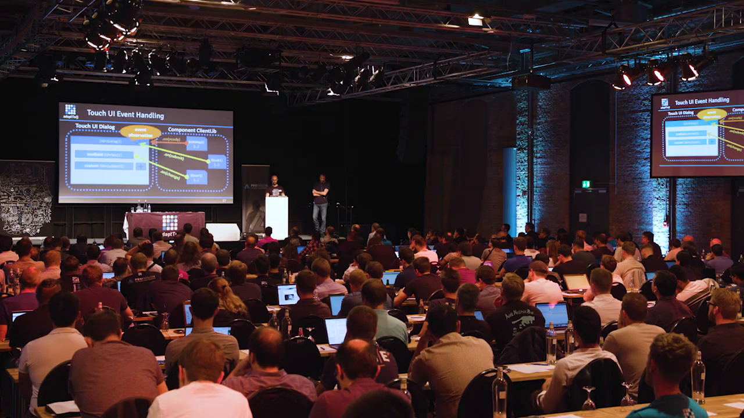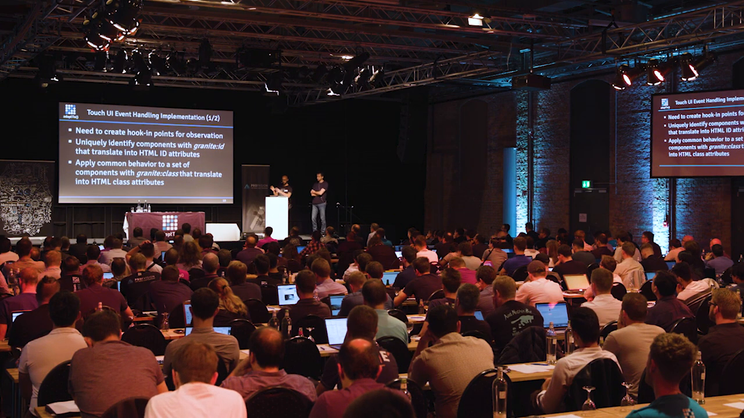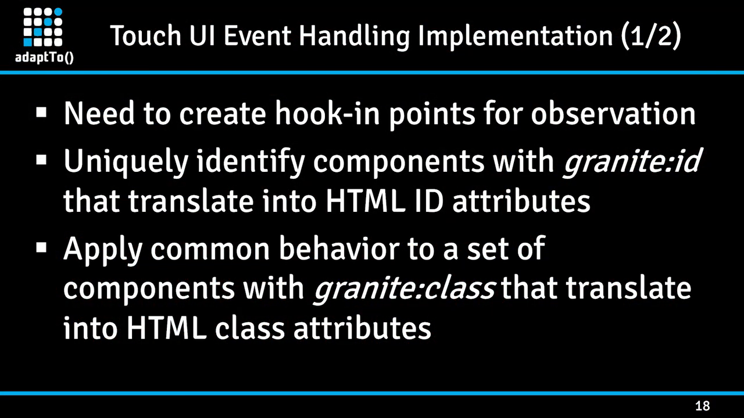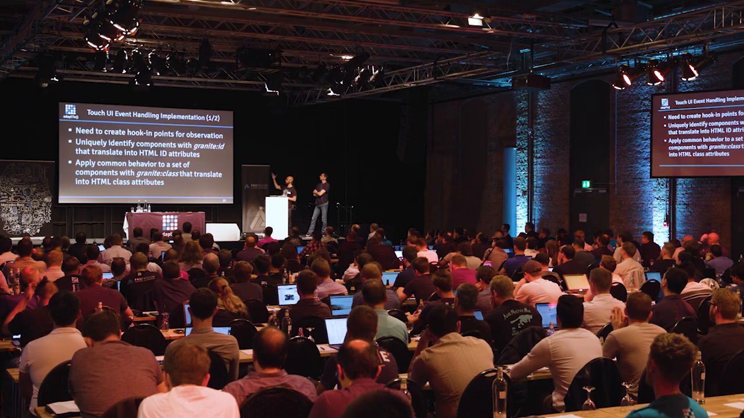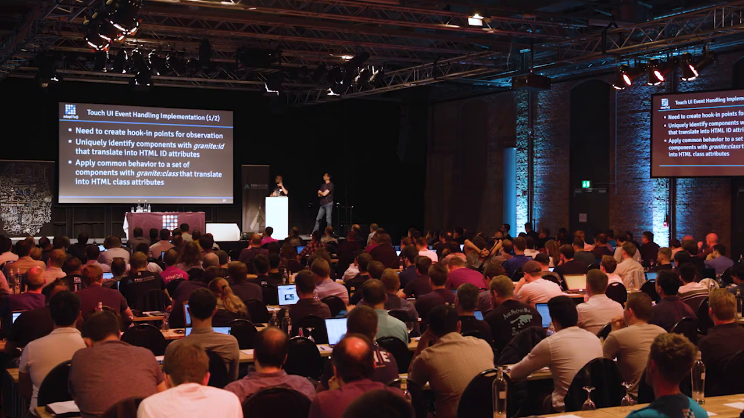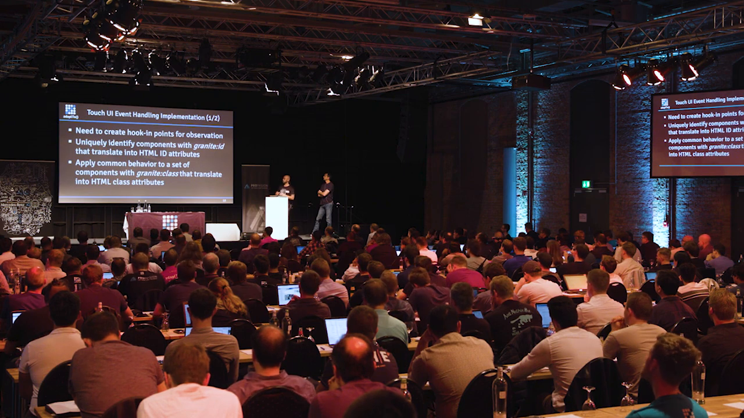Now let's see how we act upon these events. So the event handling implementation in TouchUI, in order to comply with this, you need to create hooking points for observation, either through the usage of Granite IDs or Granite classes. When do we use Granite IDs? Basically, when we uniquely identify components, which will then be translated into HTML attributes. So imagine that you have, as before, your submit button. You hook an ID to your submit button, and then your imperative part, your JavaScript, will be looking at that and will actuate accordingly.